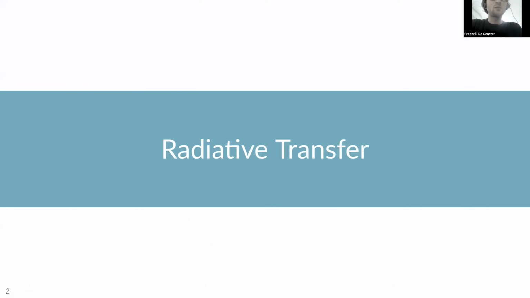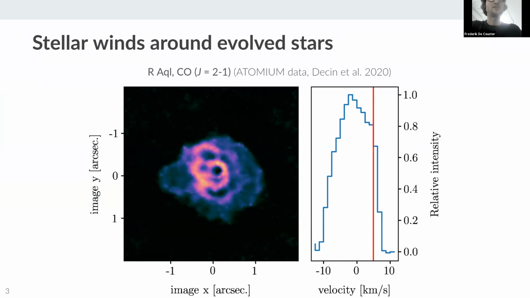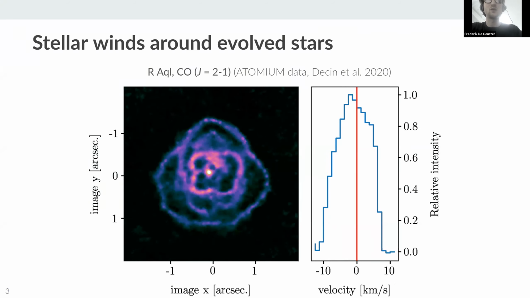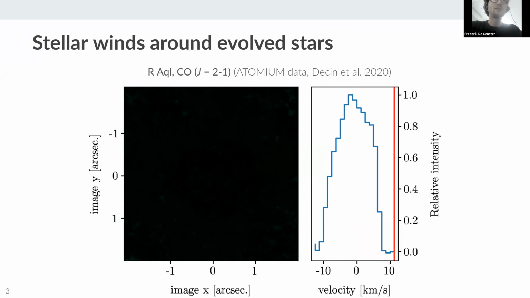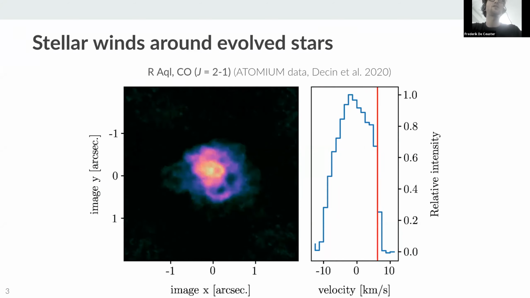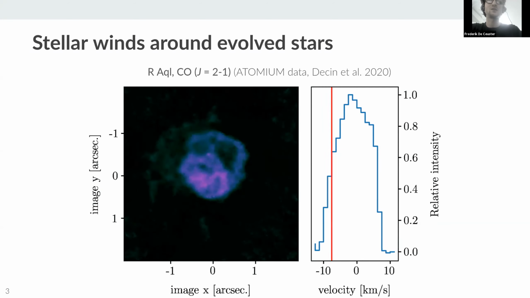So radiative transfer plays a key role throughout astrophysics, but today I would like to highlight its particular importance for stellar winds around evolved stars. So recent ALMA observations by the ATOMIUM Consortium, such as this one of R Aquilae, allow us to study stellar winds in their full complexity. Now, in order to understand how these structures are formed, we need modeling tools that can handle this complexity.